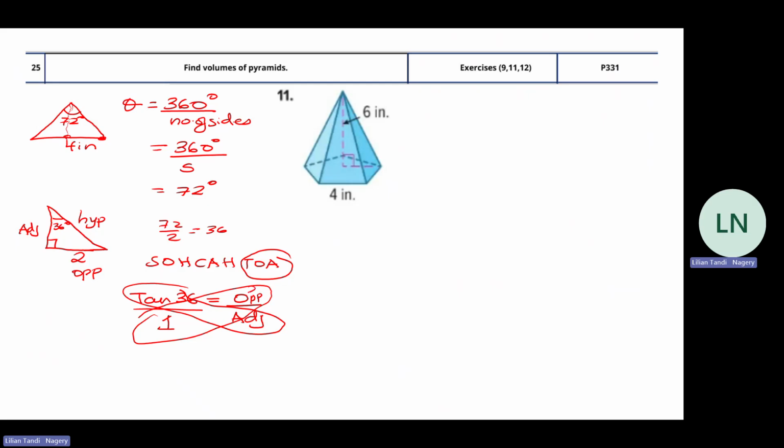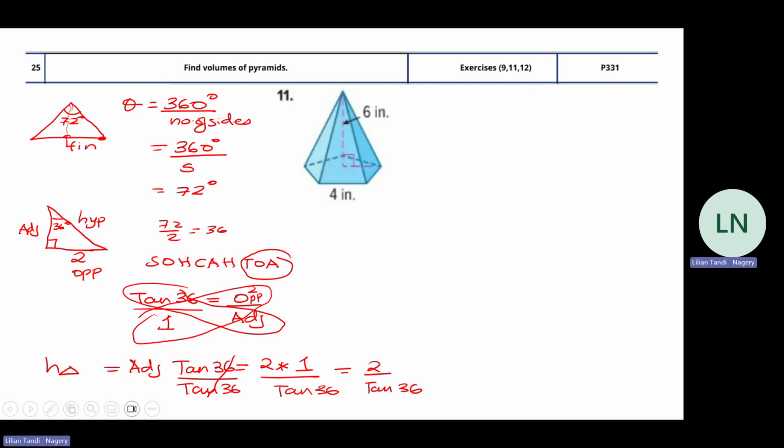So opposite is 2. So you'll have adjacent tan 36 equals 2 times 1. And then I want adjacent, so I will divide by tan 36. I will divide both sides by tan 36. So I'll be left with adjacent is 2 over tan 36. And this is the same as the height of the triangle. Okay, so up to there, we are good.